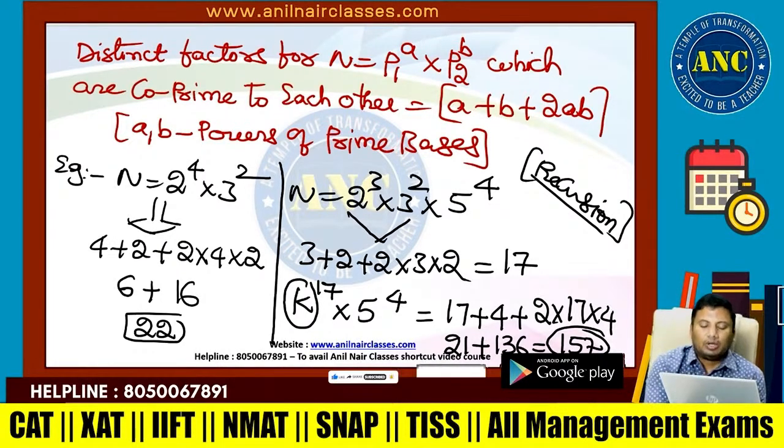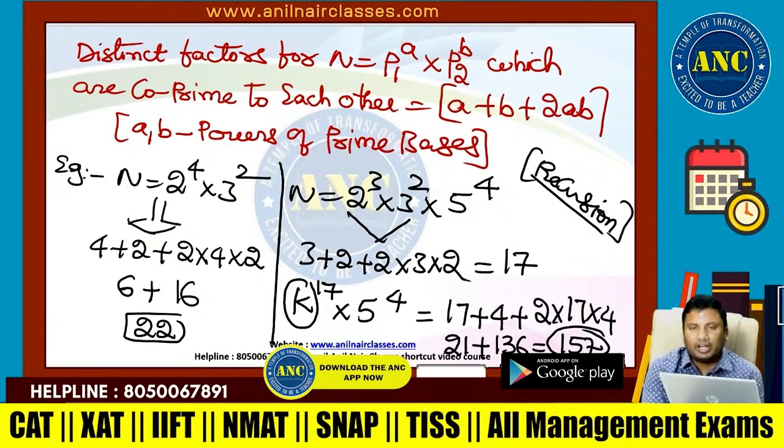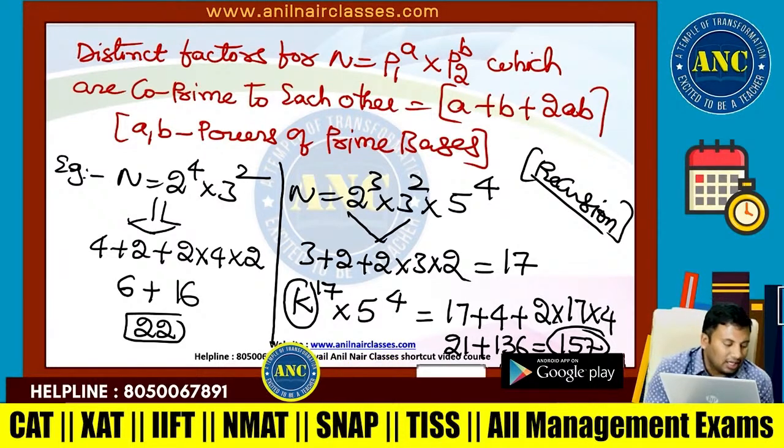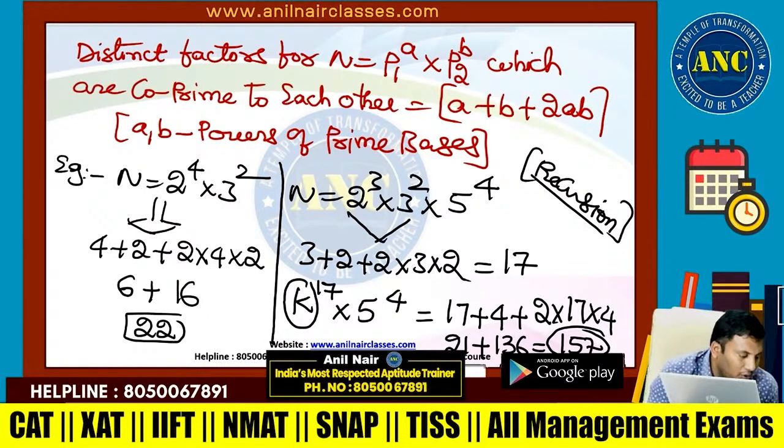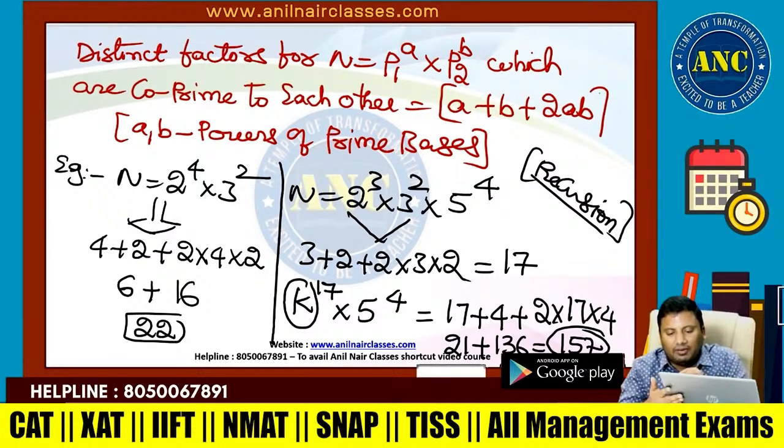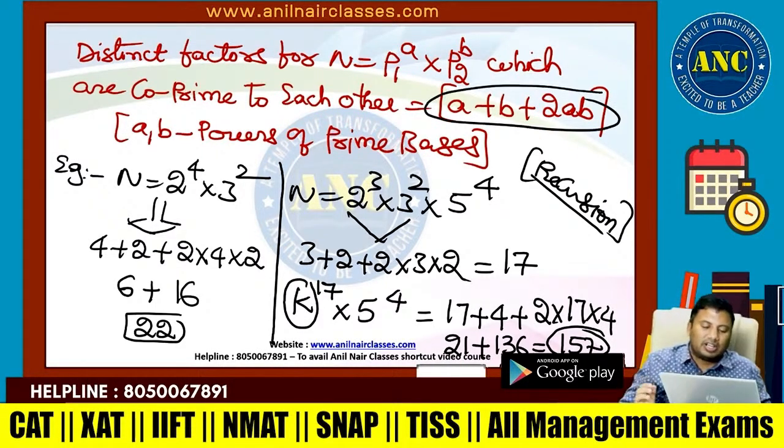You can take 2 power 3, 5 power 4, then do it with 3 power 2. Still the answer will be the same. I hope Balaji you understood the point. For two numbers we will develop this and then we will extend it to any number. 2 power 3 into 3 square, A plus B plus 2AB, gives 17, which is K power 17 into 5 power 4, again A plus B plus 2AB. One more example.